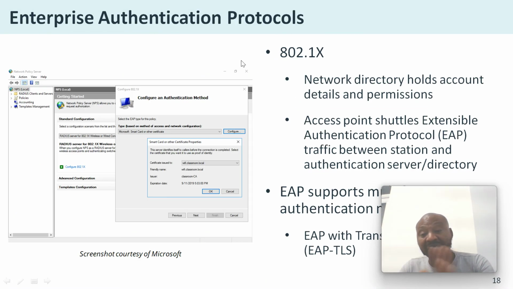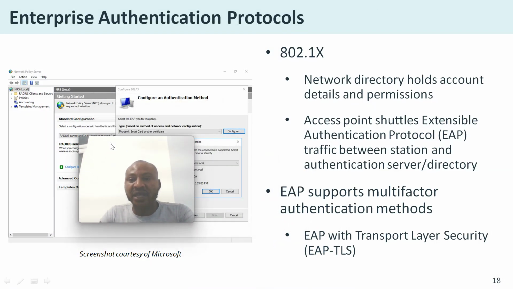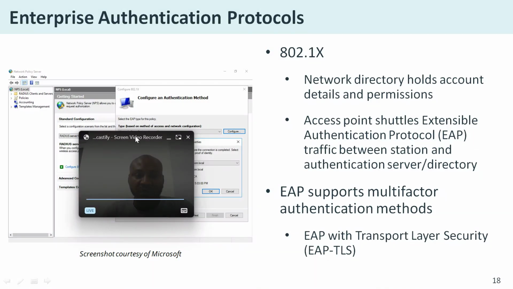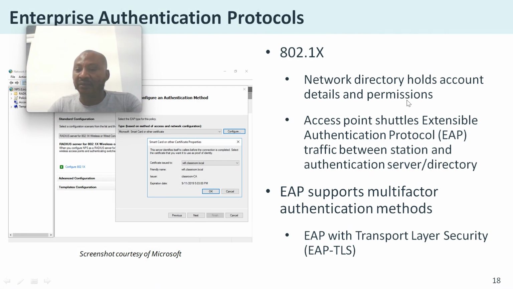Okay, so this is a form of wireless authentication. Let's look at 802.1X. 802.1X is a wireless security protocol that we can use to authenticate users, most especially users who connect to the network through a user account. The network directory holds account details and permissions, and 802.1X can allow that.